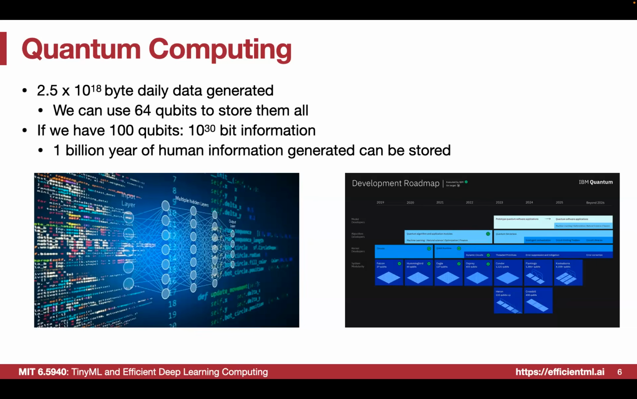So what does that mean? That means with just 100 qubits, we can store information of 10 to the power of 30. That is 1 billion years of all the human information generated at the current speed. So quantum could actually be the ultimate solution for computing power, because with one more qubit, we can double the computing power. It's not just a linear increase.